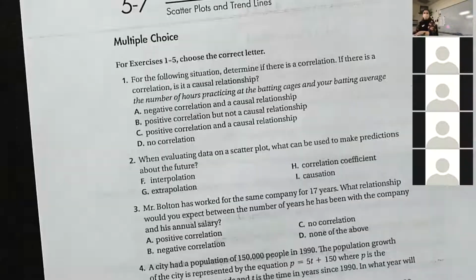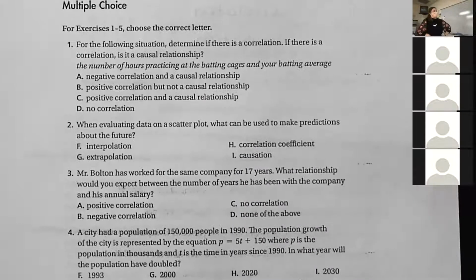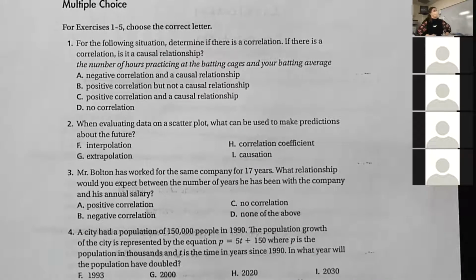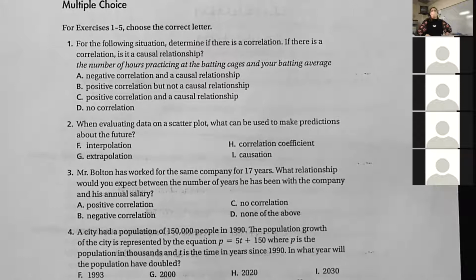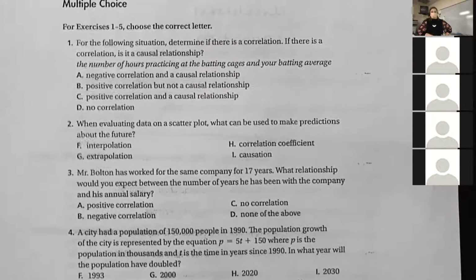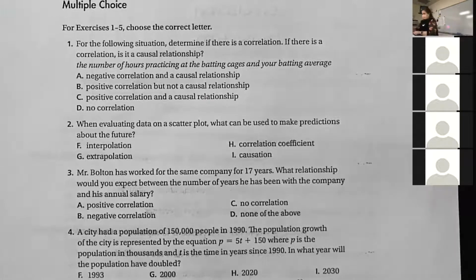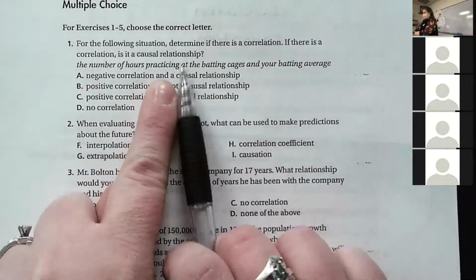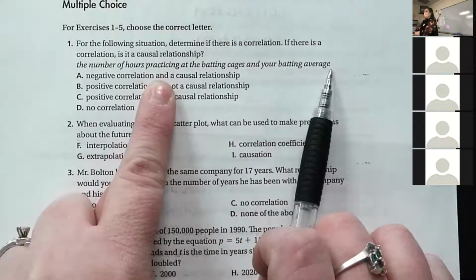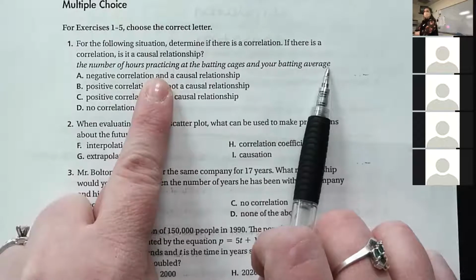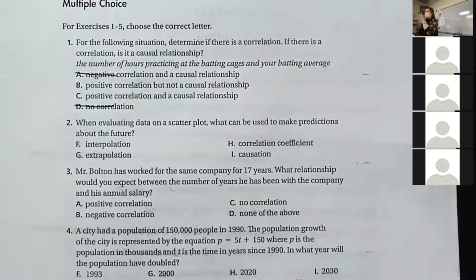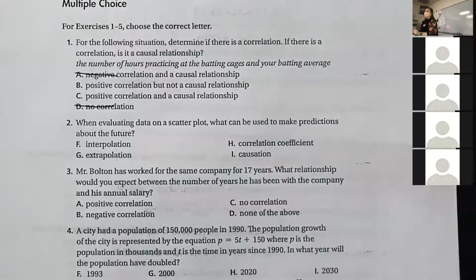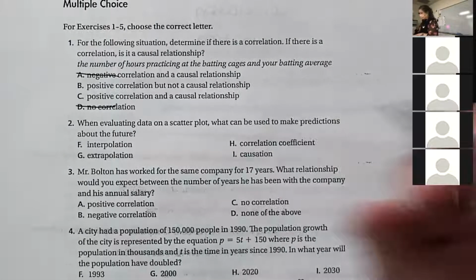So if we're looking at the back side, okay. Number 1 said, for the following situation, determine if there's a correlation. And if there is, is it a causal relationship? That does not say casual, it says causal. So that means like, does it cause the other one to happen? Like a causation, okay? So it says the number of hours practicing at the batting cages and your batting average. What would you hope would happen there? You would hope that it would be a positive, right? Okay, so we're already down to B and C. Would one cause the other to happen? Yeah, you would hope the more you practice that the better your average would get. So C.